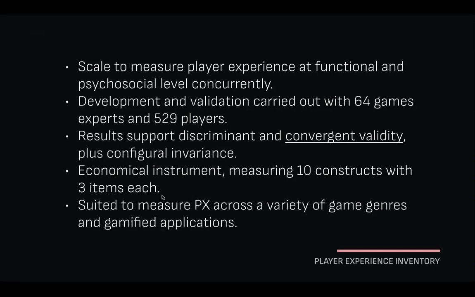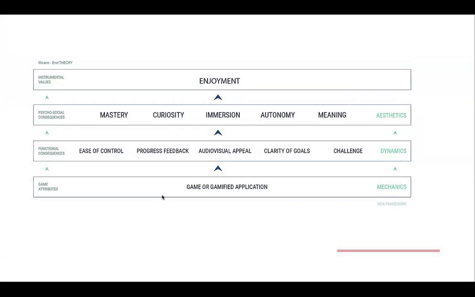At the same time, we have 10 constructs, but only 3 items each. When you have a latent variable, you're going to ask about it a couple of times, and together, based on these different items, you measure that latent variable. So we do it with only 3. That is actually a very economical way of measuring it. So these are the benefits of the scale.